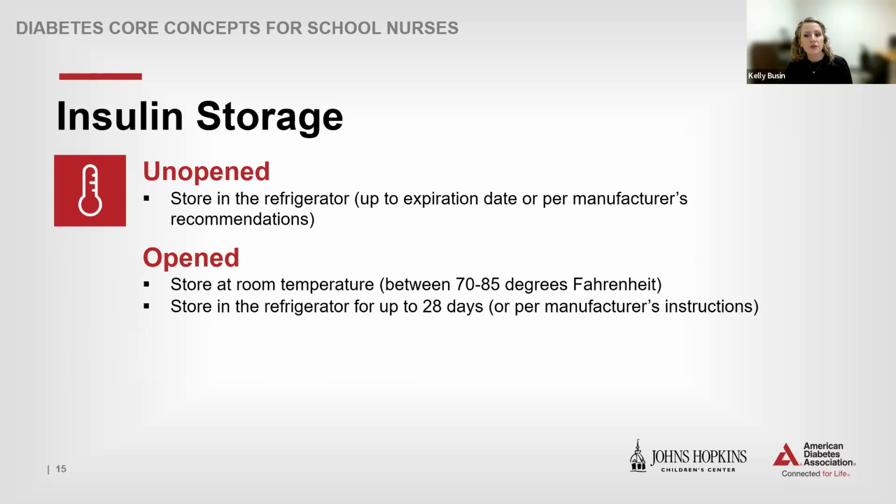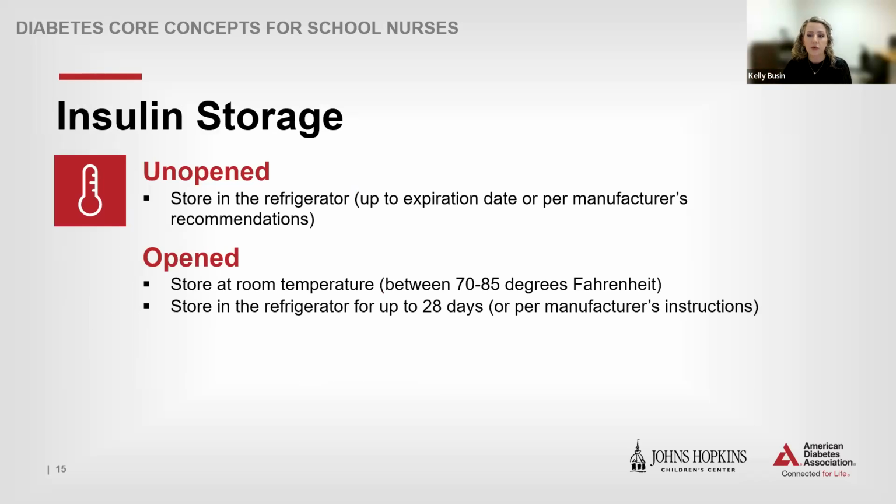It's also essential to know how insulin should be stored both at home and in the school setting, so that you know for yourself, but also so that you can educate parents if that needs to happen, because storage can impact the effectiveness of doses. So insulin that's not yet been used or opened should be stored in a refrigerator at the temperature per the manufacturer's recommendations, which are usually found on the back of the vial or on the pen.